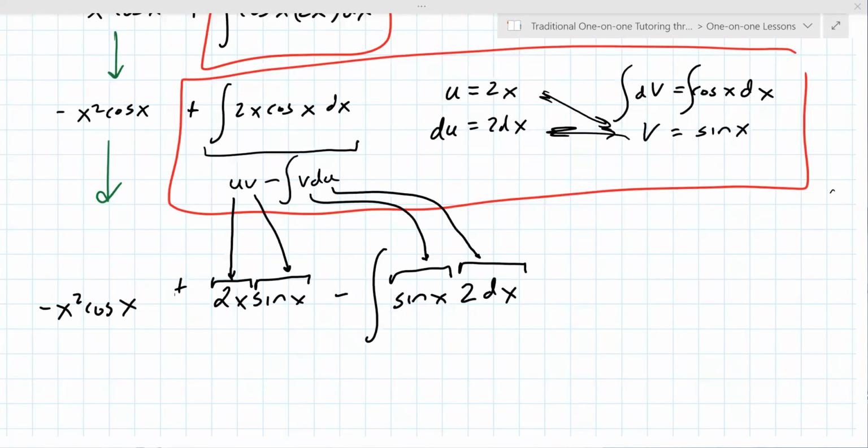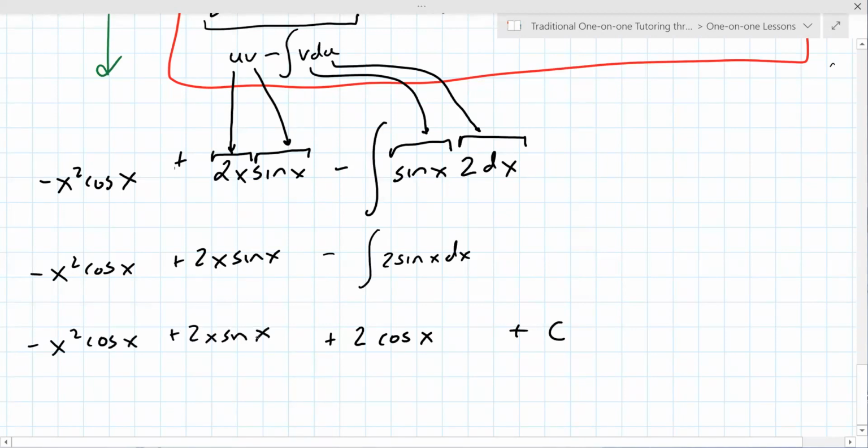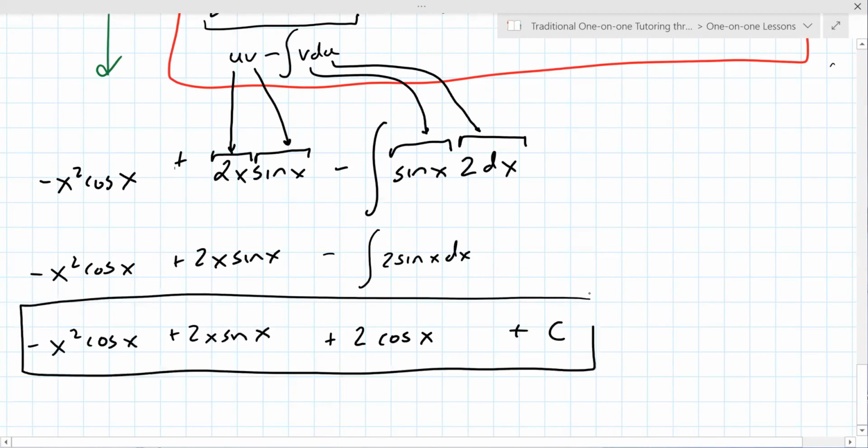After this, we've got to integrate this on the right. Now you look at it, but it's not integration by parts because you know this one. It's going to be the integral of cosine, but there's a 2, and then there's a negative in front, so it's plus 2 cosine x. And you're done.